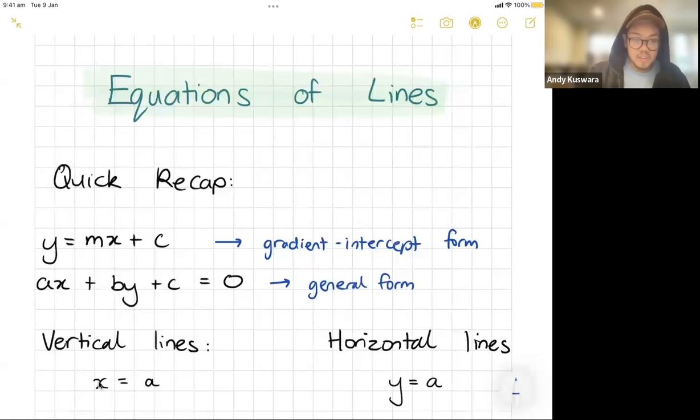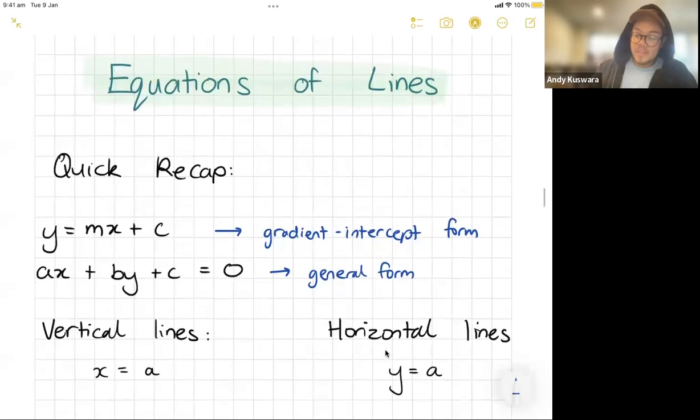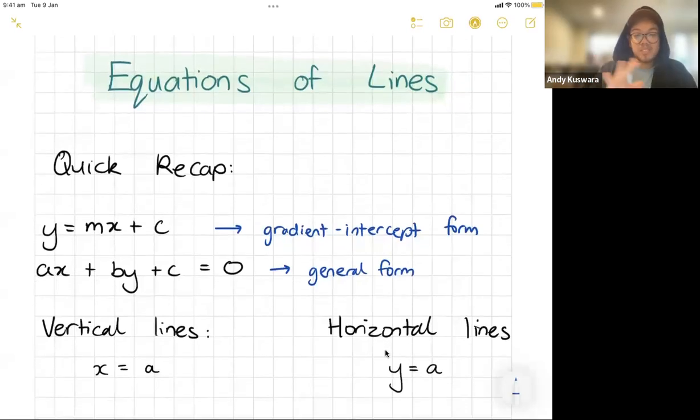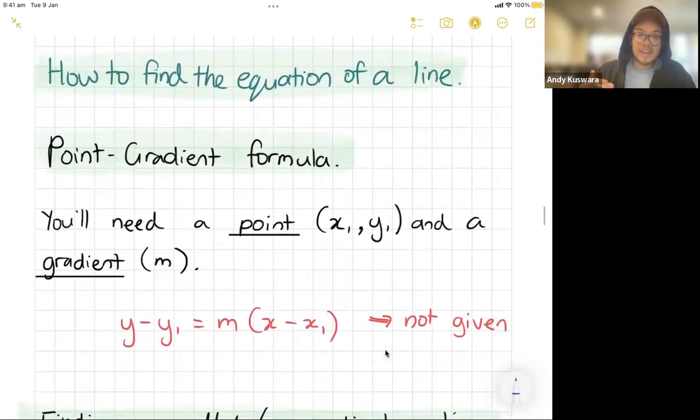And let's not forget, if you have x equals something or y equals something, those are just our vertical and horizontal lines, respectively. That's not exactly what we're going to talk about, but it's just helpful. What we're looking at today is trying to find the equation of a line.